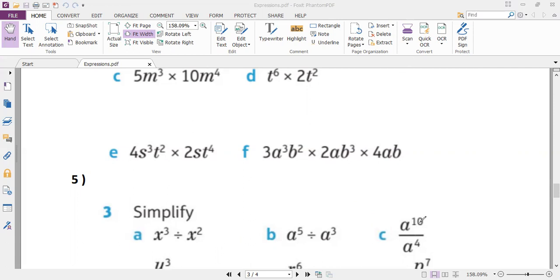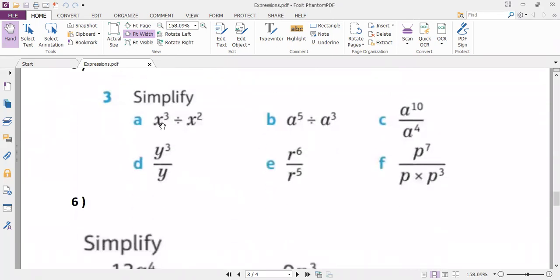This one is a raised to the power of 10 divided by a raised to the power of 4. So we'll write a and subtract 10 minus 4 equals 6. Let's try this one. I have y raised to the power of 3 and y raised to the power of 1. So write y and subtract the powers, 3 minus 1.